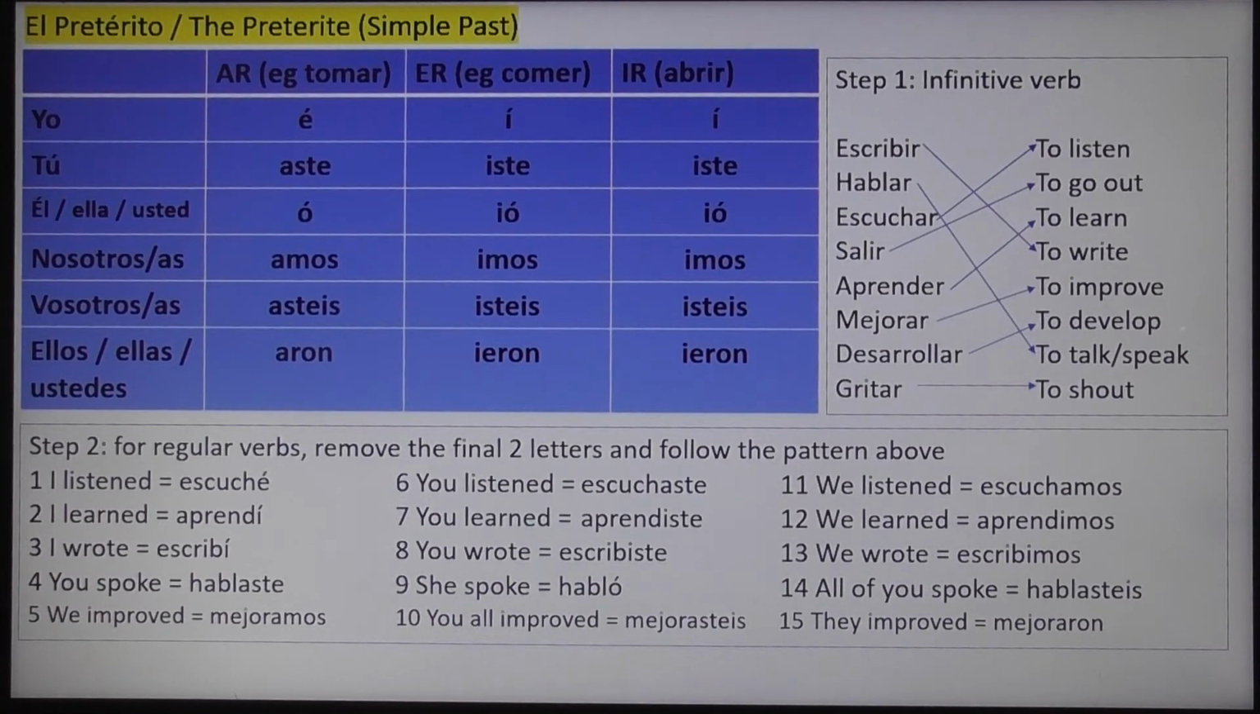Okay, here are your answers. I'm just going to leave those up for you for a moment so you can check against what you've written.